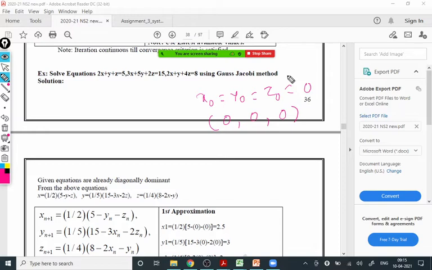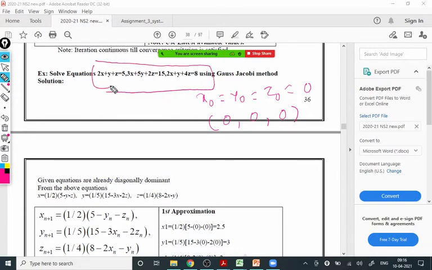Otherwise, if the stopping criteria is given, similar to the algebraic methods, like correct up to 3 decimal places or correct up to 4 decimal places, then do that, until the decimals still repeat. And another thing: if it is given in the question to do 5 iterations, then you compulsorily have to do those 5 iterations. So that is about stopping criteria. Now come to the method. This is the question that we have to solve. Our aim is to solve this system of equations.